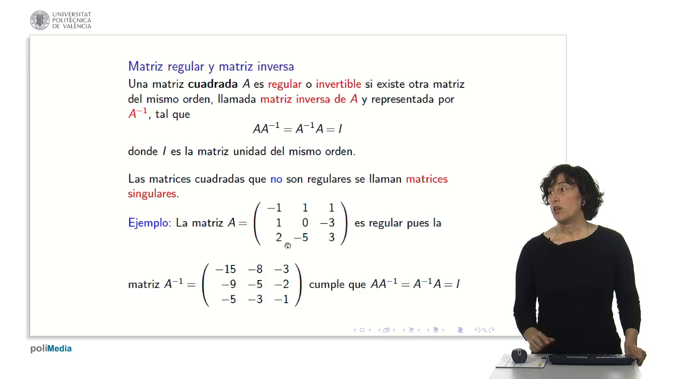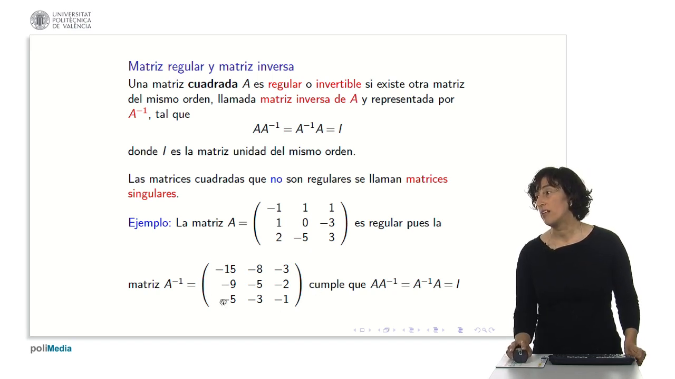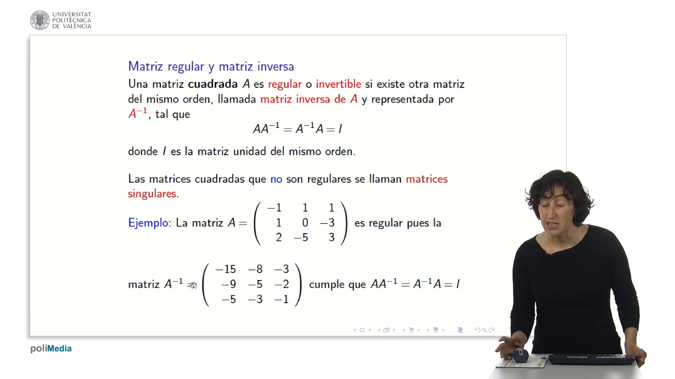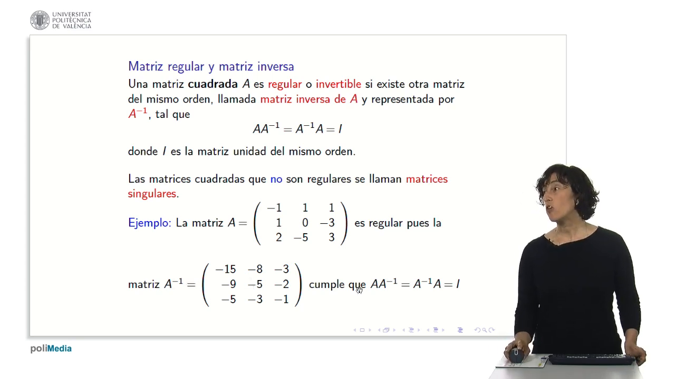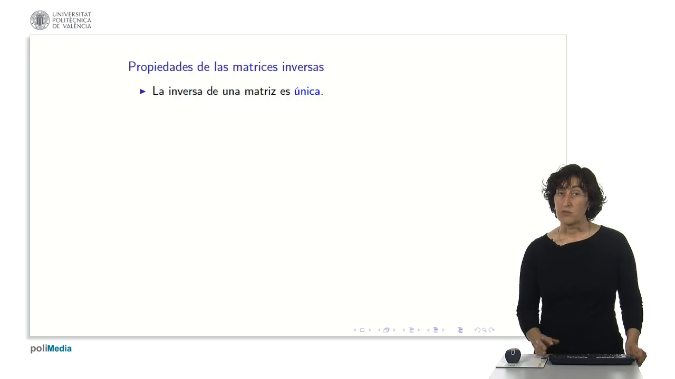For example, this matrix with rows -1, 1, 1; 1, 0, -3; 2, -5, 3 is regular. Why? Because we are able to find this other matrix, which we are going to call A^-1, because we know that the inverse fulfills that A times A^-1 and A^-1 times A is the identity. You can check that these products are commutative, and that they also give me the identity matrix of size 3. Well, that matrix is regular. There are other matrices that are not.